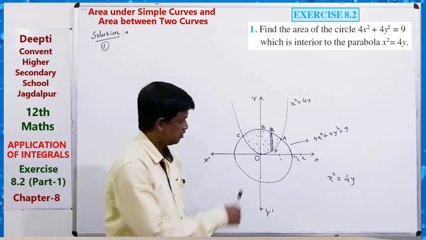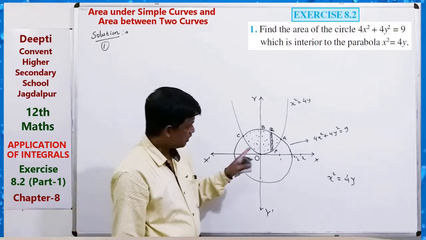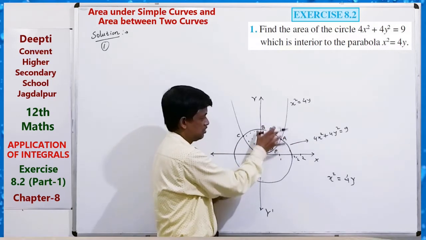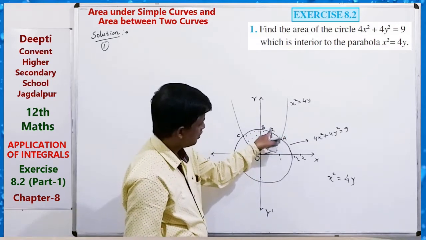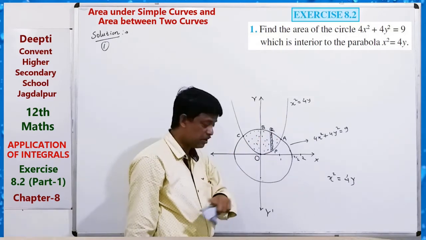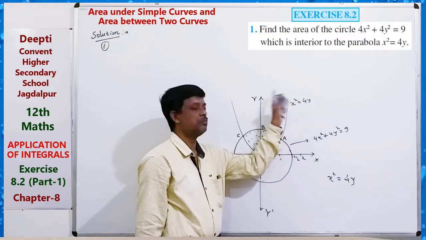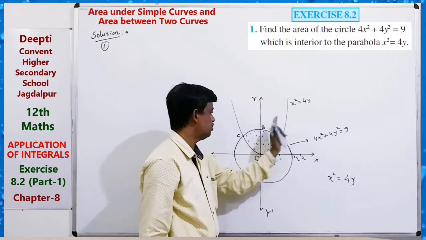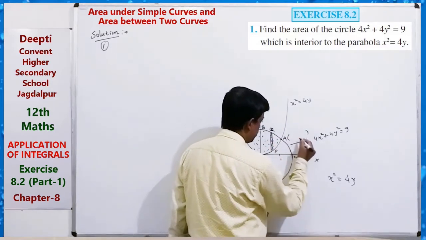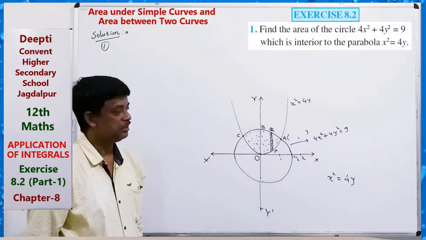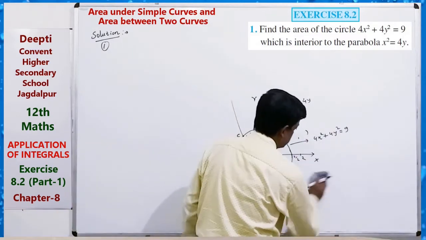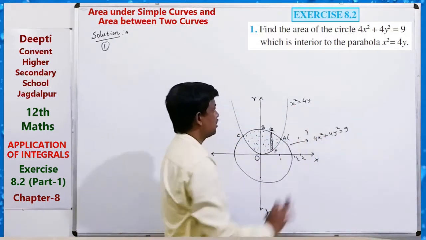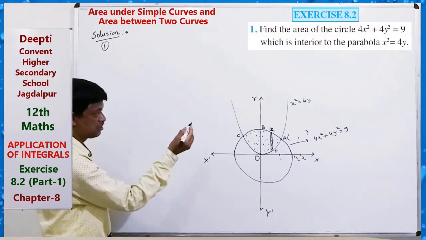Okay. So the y dx formula will be: the strip's upper part is on this curve and lower part on this curve in this portion. So the value of y from the circle minus the value of y from the parabola, and dx, with limits from 0 to this point. The coordinates of this point can be found by solving these two equations: 4x square plus 4y square equals 9 and x square equals 4y.